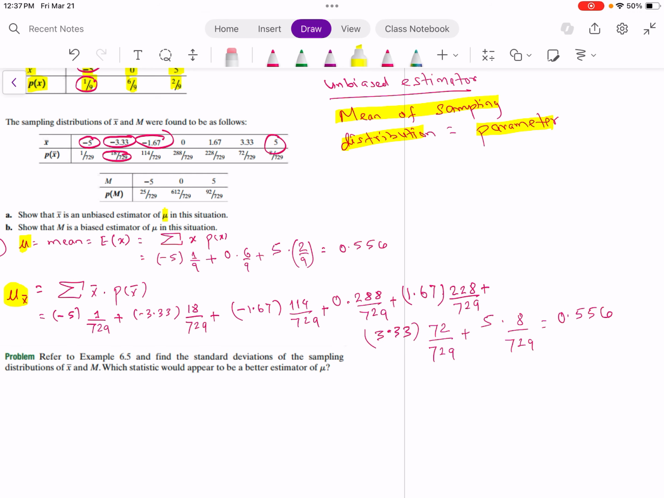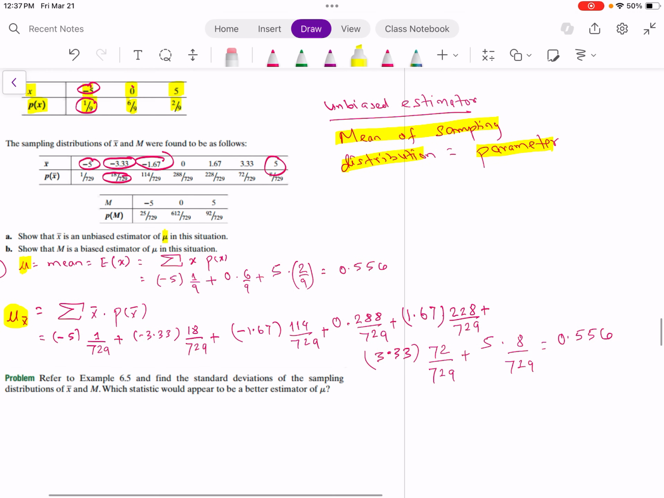But the difference here is that mu is the mean of the probability distribution of a population. Okay, this is our parameter. We have mu of x bar. This mu of x bar is the mean for this distribution, which is a sampling distribution. So mu of x bar is the mean of a sampling distribution. And both of these are equal to each other.